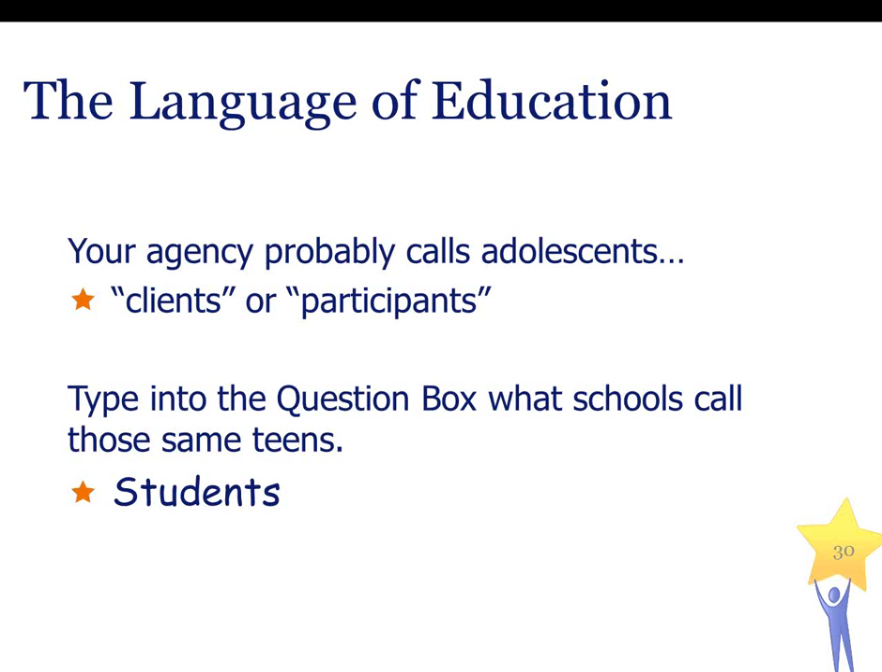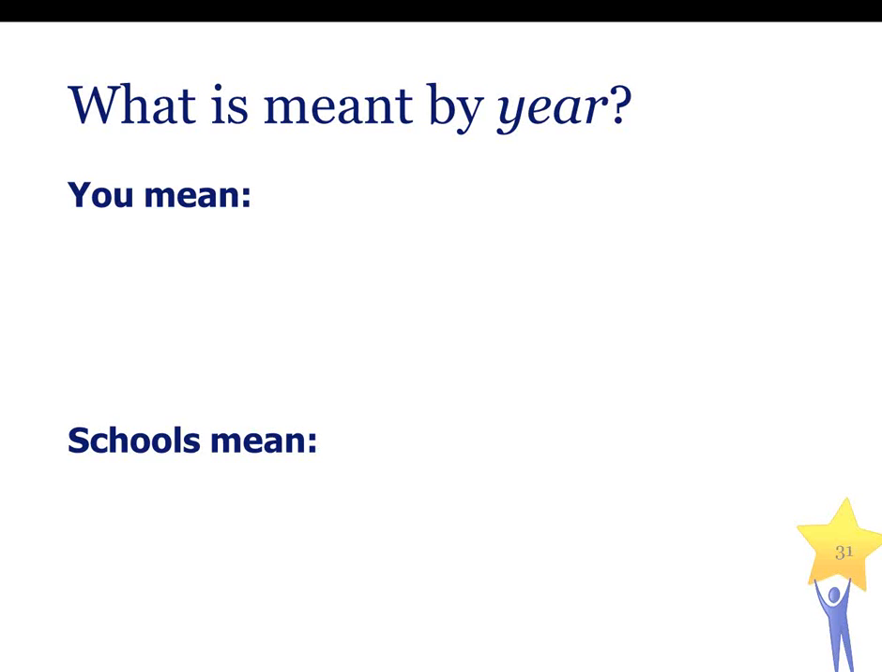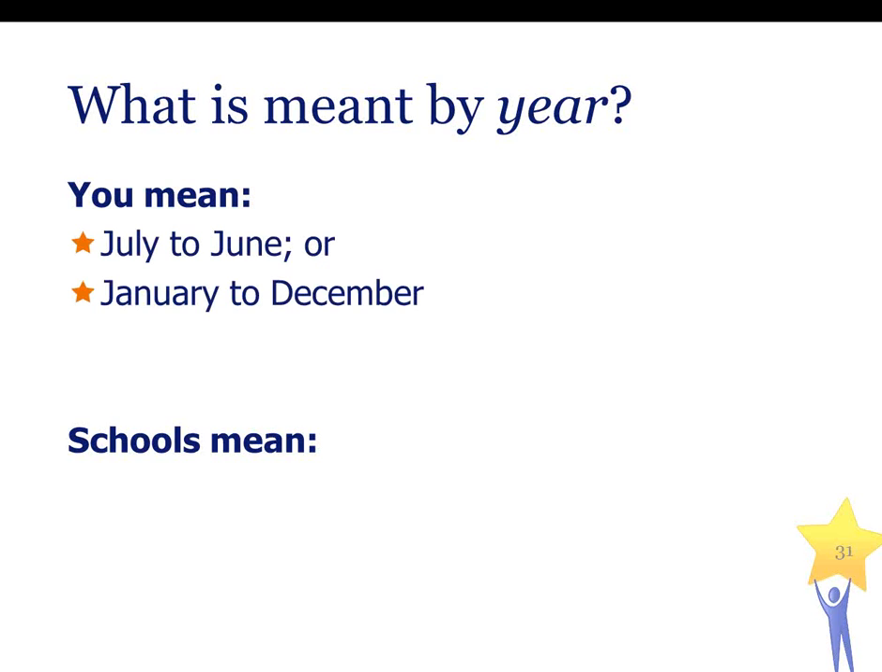Right. Excellent. Next slide. So when you say a year, what do you generally mean? Go ahead, Kyle. You mean July to June might be your fiscal year, or you could mean January to December. Type in what schools mean. Right into the question box. Right. You got it. Go ahead. Bring it up. Yes. September to June is generally what it means. 9 months. That's a year to them.